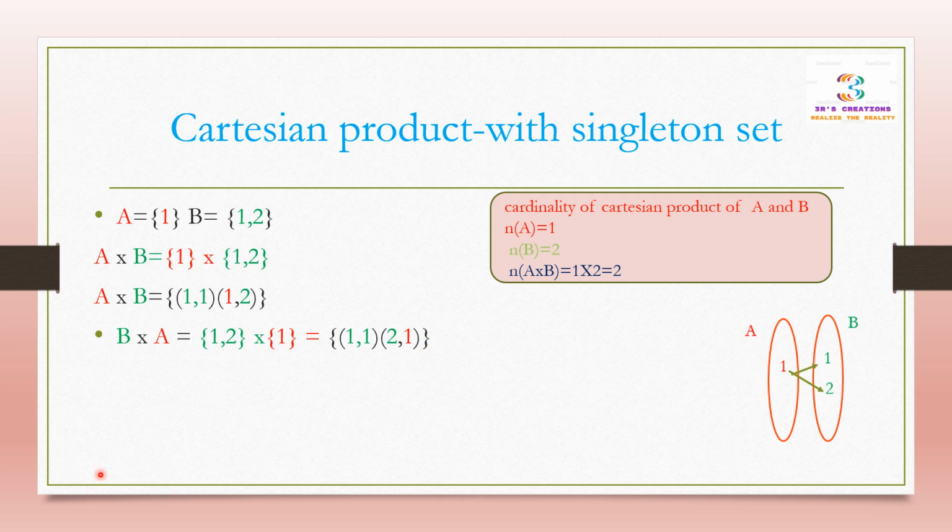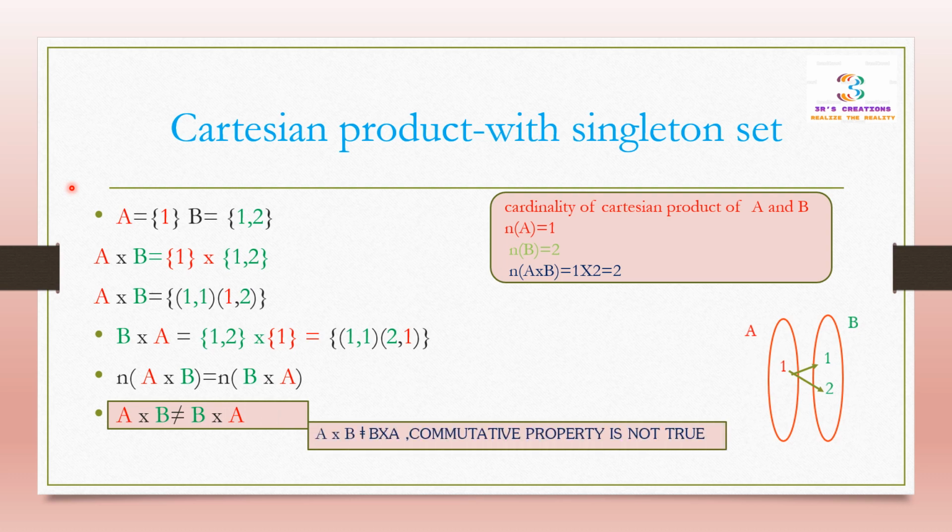So the sets A cross B and B cross A are not equal, but the cardinality is equal. Now A cross B is not equal to B cross A, so the commutative property of Cartesian product with a singleton set is not true. To verify the commutative property of Cartesian product, let us plot the points of A cross B and B cross A in a graph.